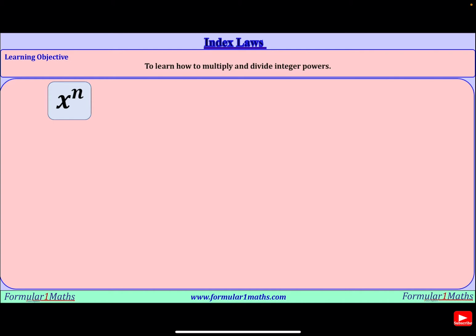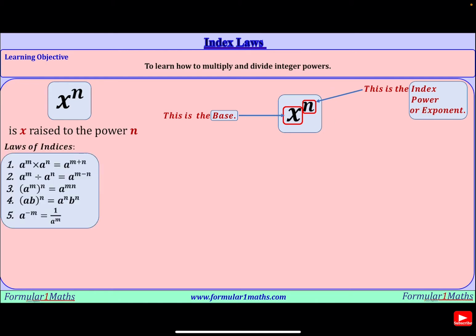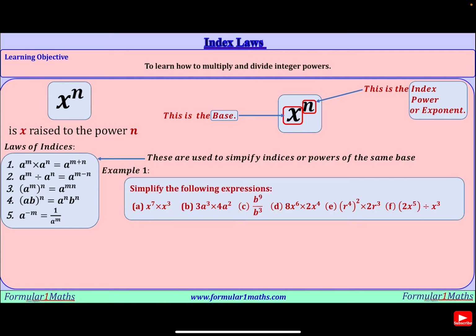So this is pronounced x raised to the power n. The x is called the base, and the n is called the index. It can also be called power or exponent. These are the first few laws of indices that we need to know and use to simplify powers of the same base. Let's go straight in and do some examples.